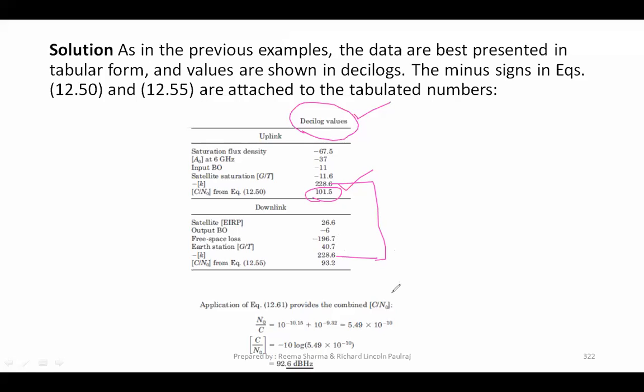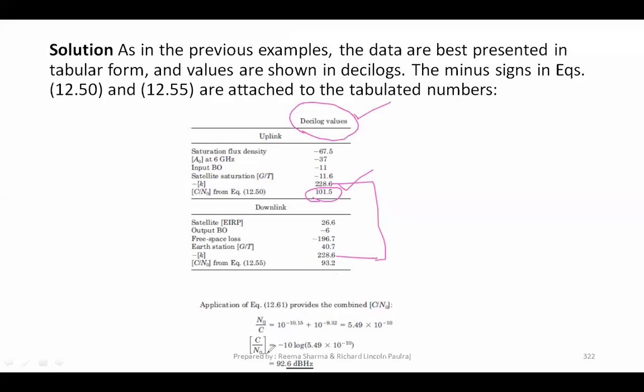So what we have to do is, you will have to calculate the noise to carrier ratio. Since it's in the decilog format, okay, we will have to convert them. Okay, divide this by 10. Okay, so it becomes 10 to the power of 10.15. Okay, and similarly 9.32, will be taken to the power of 10.